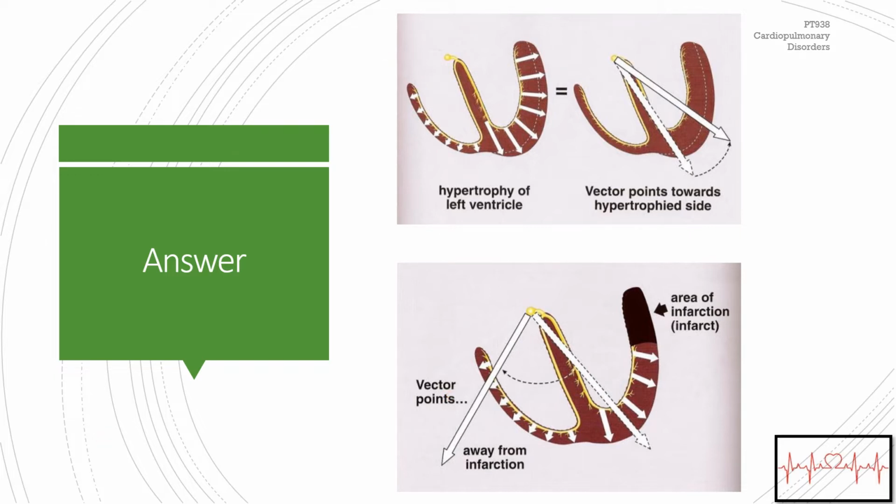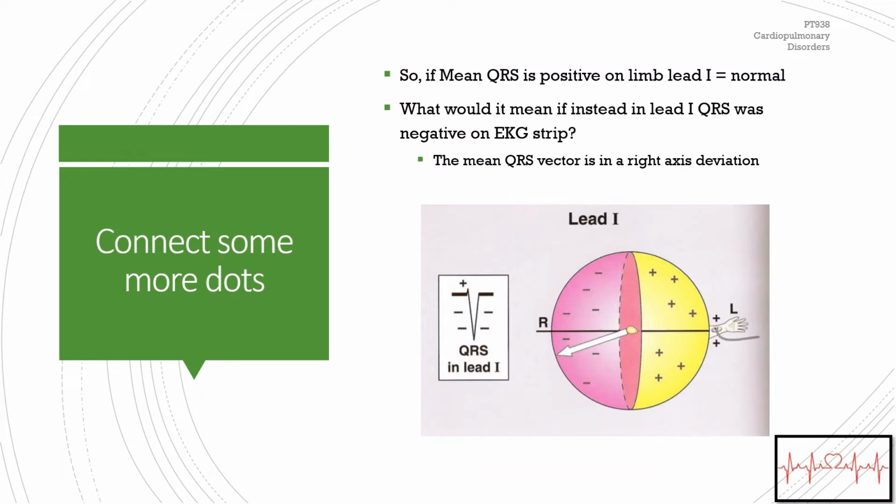So let me stop that for a minute and see if I need to draw anything for you. I don't think so. So summing those up means that if we understand these mean vectors, then that's going to help us understand what happens to the QRS on each of the limb leads. So let's connect those dots for you a little bit here.